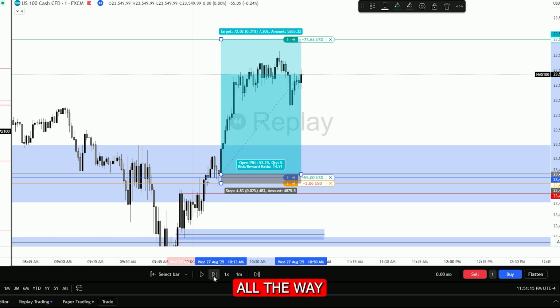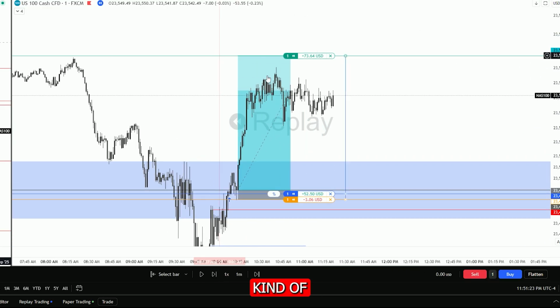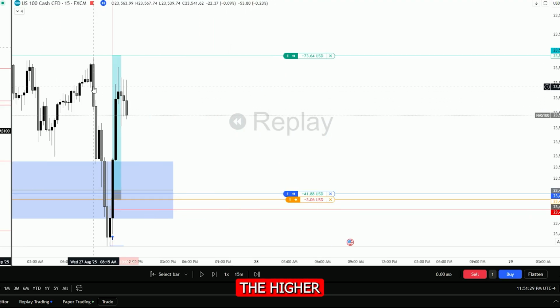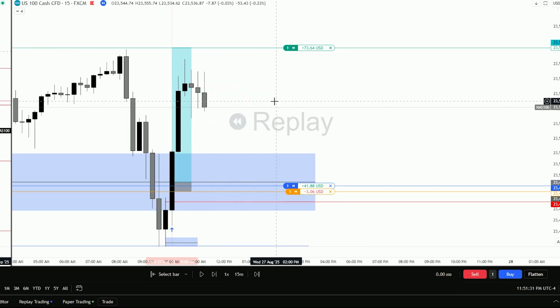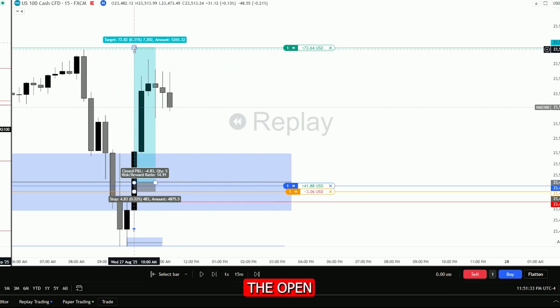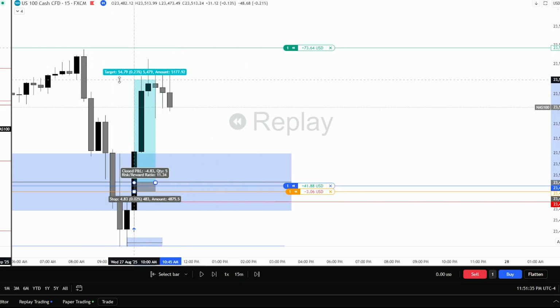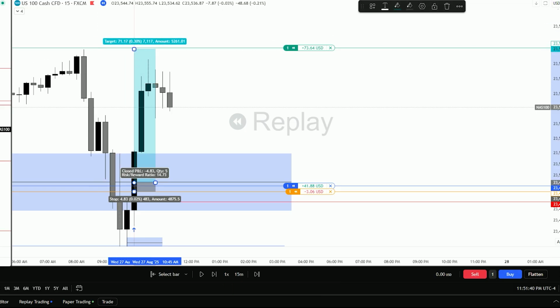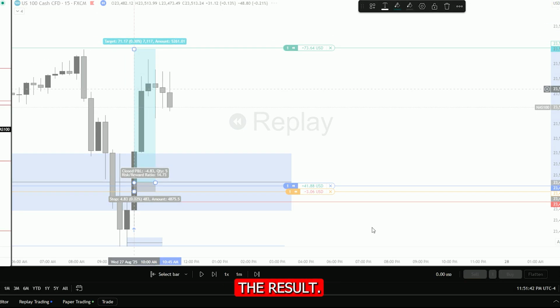And we came all the way down. Okay, now that is kind of a bit interesting because there is a high time frame fair value gap over here. If we go to the 15-minute, let me see. Yep, we got the high time frame fair value gap over here. So you can target the open of this fair value gap, or you can target the consequent encroachment of this fair value gap. Now let's move to the 1 minute to see the results.